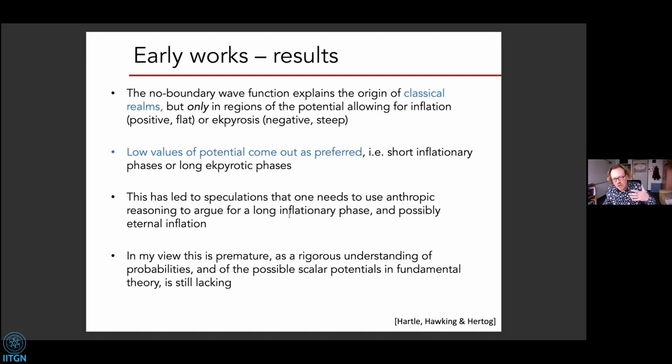Then if you look at probabilities, people essentially try to combine this with anthropic arguments to argue that you need a long inflationary phase, otherwise the universe would simply not become large enough and would not have enough structure. Now, these arguments I think are a bit premature, but as I said, I will come back later to the issue of probabilities.